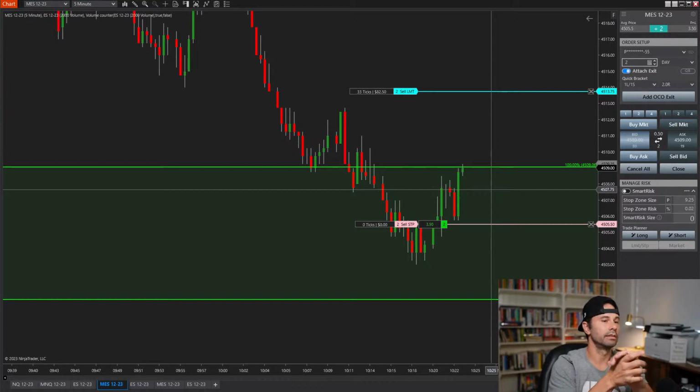At least we had the divergence on the advanced decline. Yeah, a lot of short covering right there. A lot of sellers being squeezed.